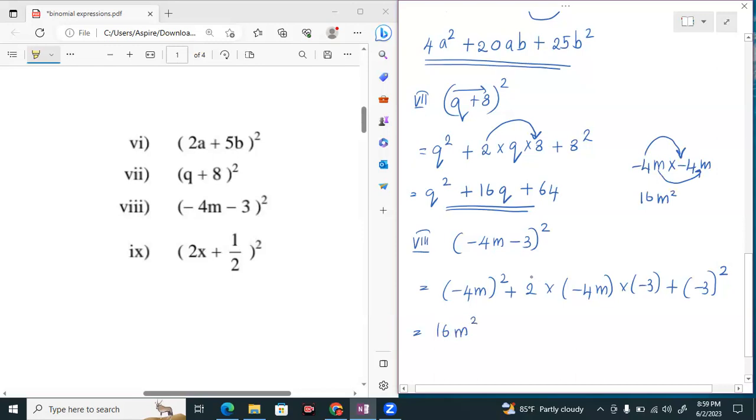Then look here, 2 times -4m is -8m. -8m times -3 is plus. You must be good at plus, minus, and multiplication. 2 times -4m is -8m. -8m times -3 is +24m. Here (-3) squared means +9. Okay.